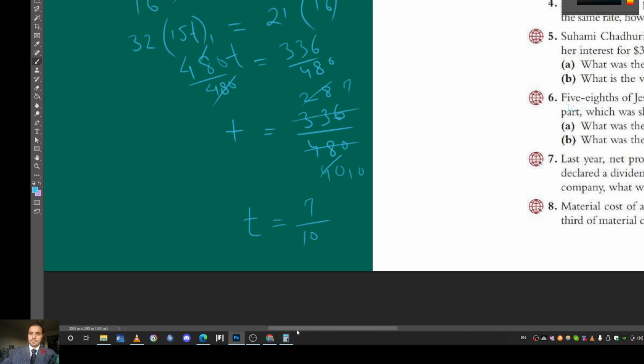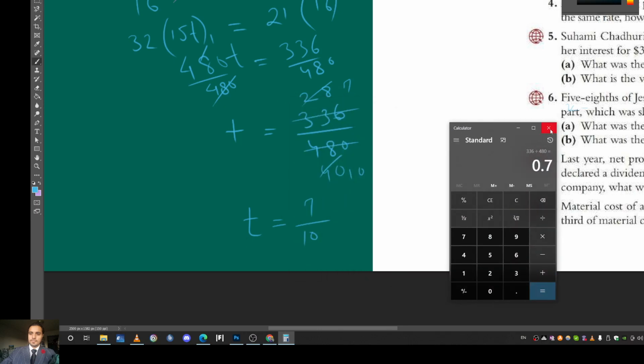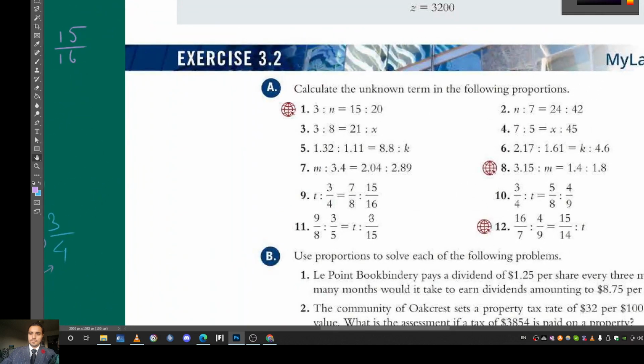You can check that by seeing 336 divided by 480 is 0.7, and 7 divided by 10 is also 0.7. So what we did was correct, and our answer is t equals 7 over 10. All right, good stuff.